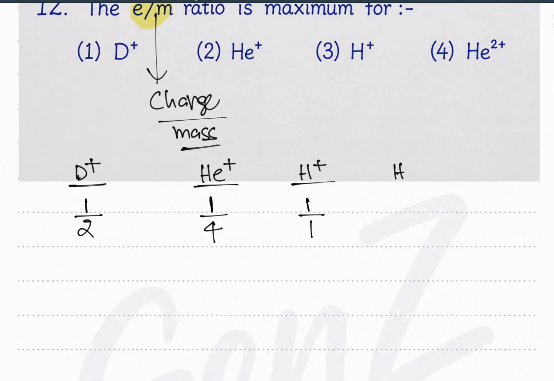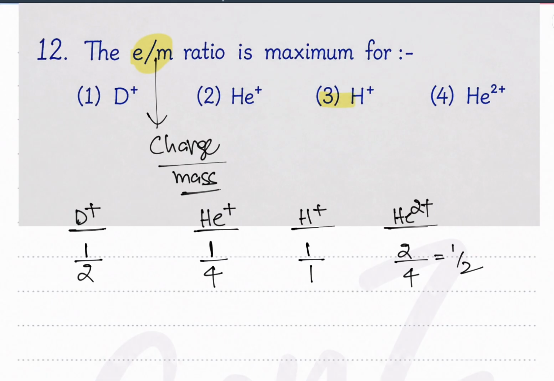Next, H plus: charge is 1, mass also 1. Next one, He2 plus: it is 2 divided by 4, which means 1 by 2. So the maximum in this case is for the H plus. Next question.